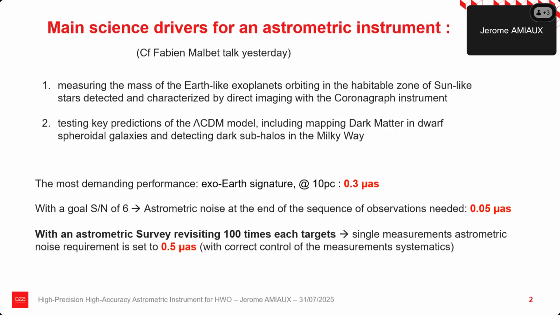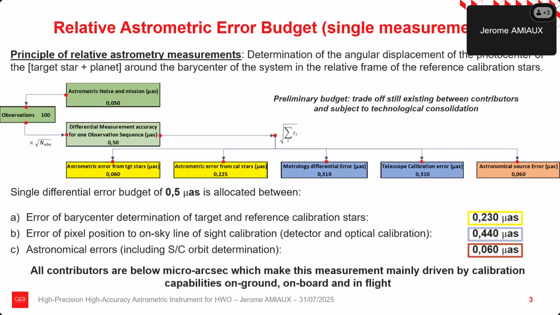So we are building a sequence where each target will be observed approximately 100 times during the survey, so that we are designing an instrument with single astrometric error of 0.5 microarcsecond. So just a reminder that we are not talking about absolute astrometry, but relative measurements of angular displacement of the target star in the reference grid set by the calibration star that are close to the target.